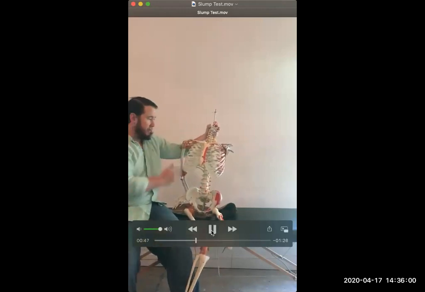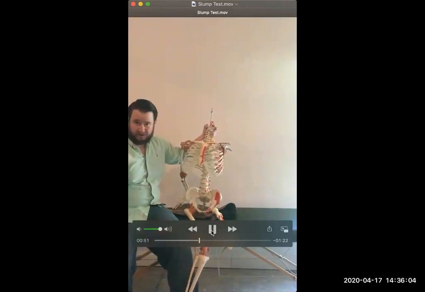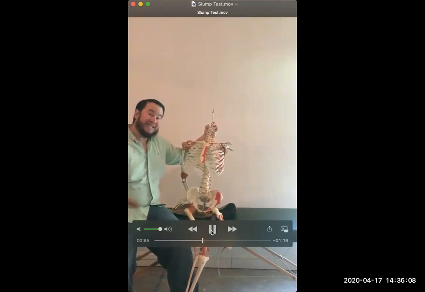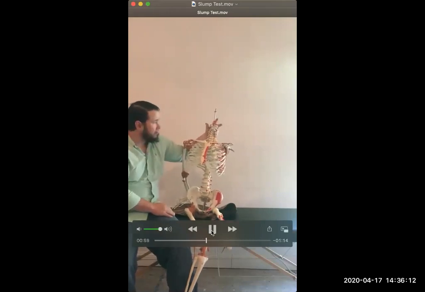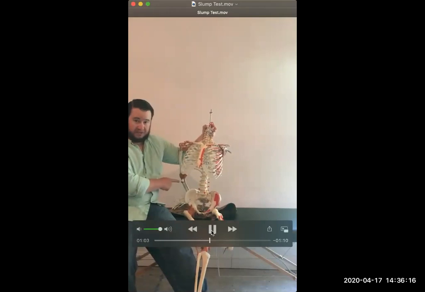Now, if at any point during any of those motions the symptoms come on for the patient, we're going to stop the test and ask for desensitization. So let's say we get to the point the patient slouches, we flex the neck, we start to extend the knee, and the patient's symptoms come on here. Okay, we're going to stop.